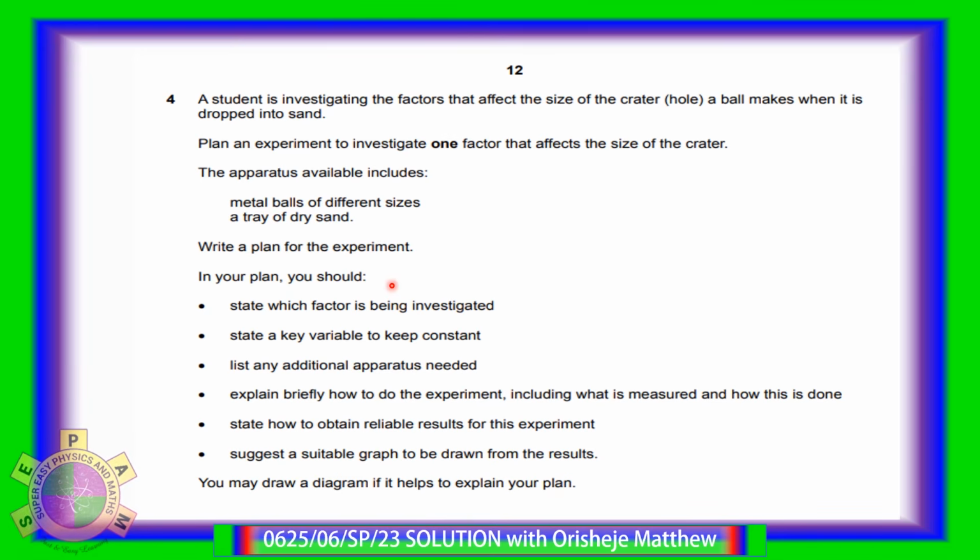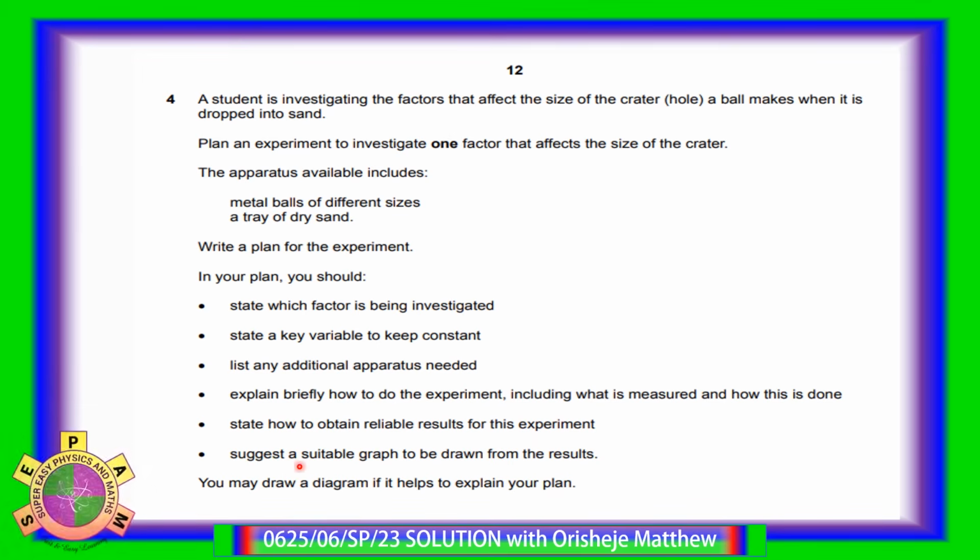In your plan, you should: 1. State which factor is being investigated. This is 1 mark. State a key variable to keep constant, 1 mark. That is 2 marks. Then list any additional apparatus that you need. I've just mentioned a meter rule and a balance, 3 marks. Explain briefly how to do the experiment procedure. This is 3 marks. Then state how, so we have 1, 2, 3, 4, okay, 4 marks.